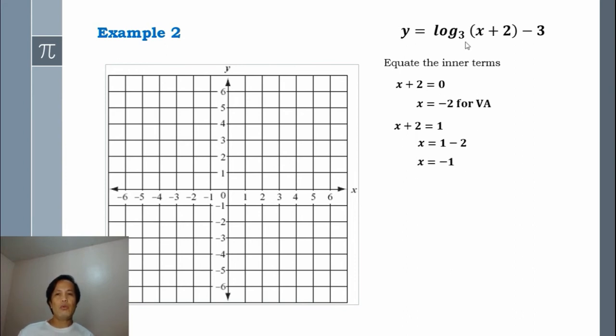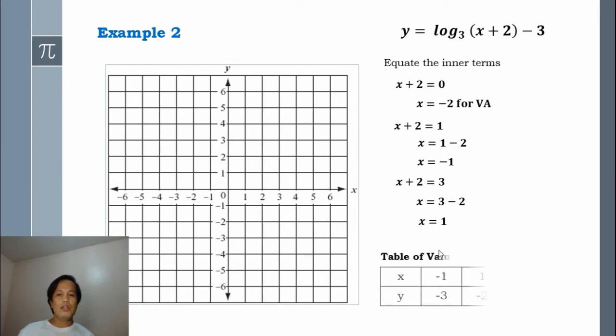Next is equate to whatever is the base. In this case, our base is 3. So we equate that to 3. The same, we use subtraction property. So we have x is equal to 3 minus 2. So 3 minus 2 is 1. So our x is 1.